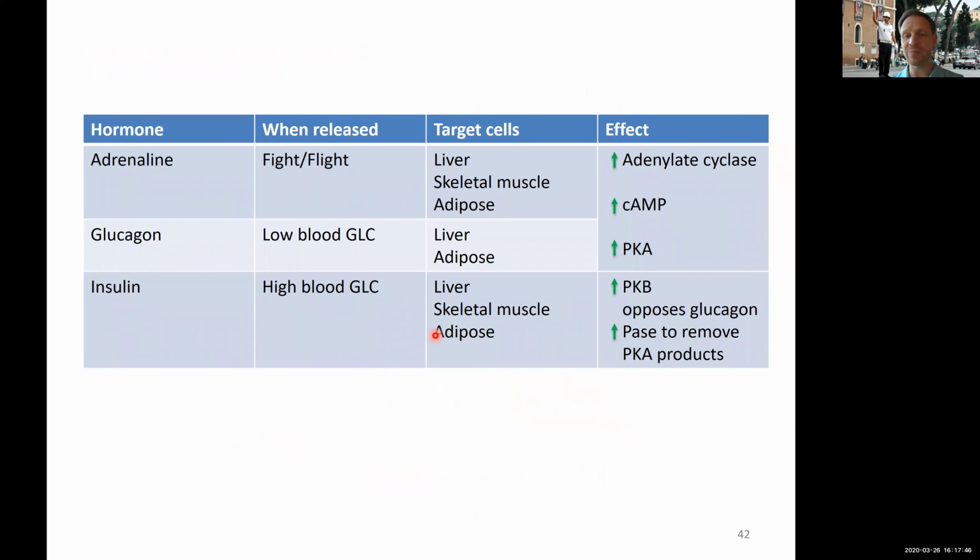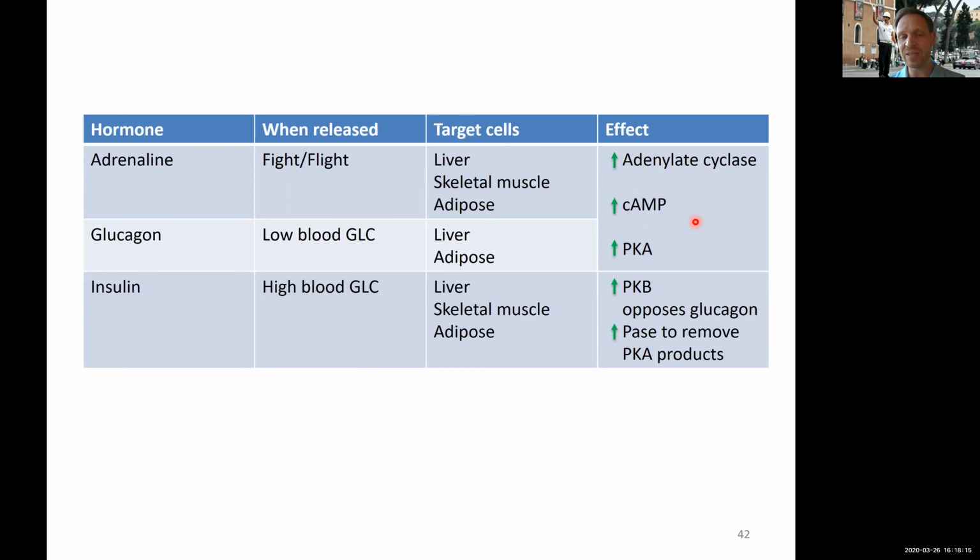All right, here I just summarized what our hormones do in one table. We have our adrenaline, which is our fight or flight hormone. The target cells, among others, are primarily the liver, the muscle, and the adipose. It will increase abundance and activity of adenylate cyclase. That in turn will increase the abundance of cyclic AMP. And that increase in cAMP abundance will trigger our PKA cascade.